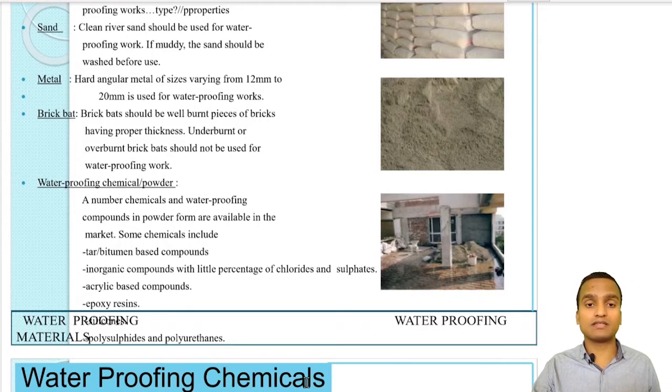Now these resins, as the name suggests, are used to fill a crack or a leakage somewhere, and they form an adhesive bond between the materials, okay. Next is the silicones. Silicones are also used for waterproofing. And next is the use of polysulfides and polyurethanes. So these chemicals are also used for waterproofing treatments.